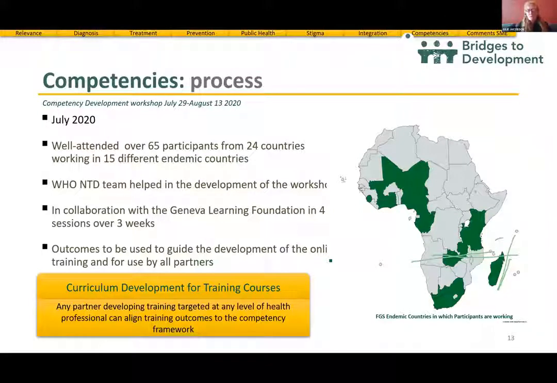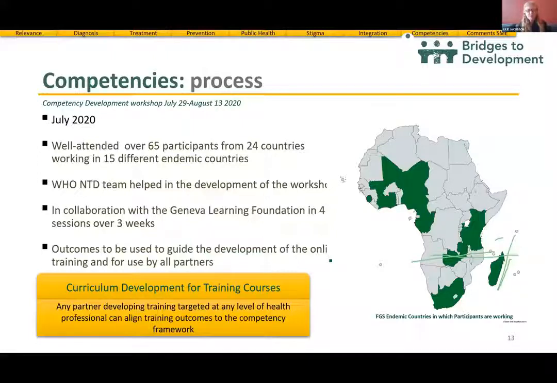So one of the first challenges has been what does it mean to know, what does it mean to be competent in treating, diagnosing, and preventing female genital schistosomiasis? And this became a challenge when we were talking with the World Health Organization and others who were interested in supporting some training in this. So the question is, what do we need to train people on?